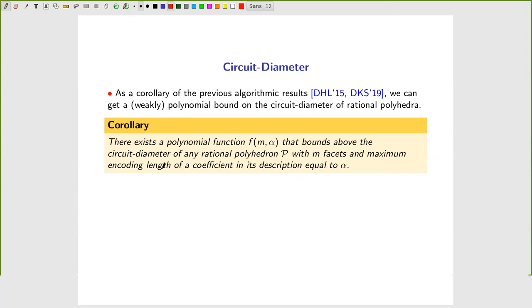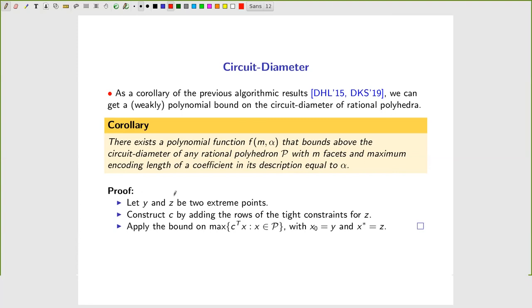So in particular, put informally, you can use the previous results to show that there exists a polynomial function that bounds above the circuit diameter of any rational polyhedra with m facets and maximum encoding length of a coefficient in its description equal to alpha. This basically encodes the weak polynomiality, and m is the number of facets. And it's actually very easy to prove.